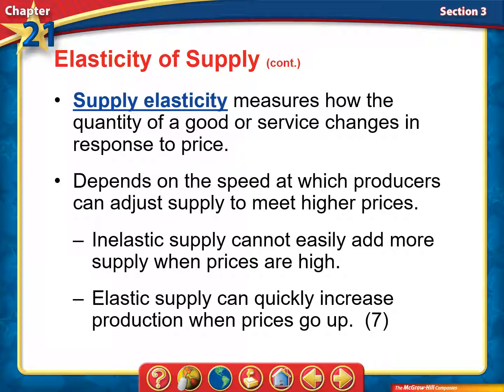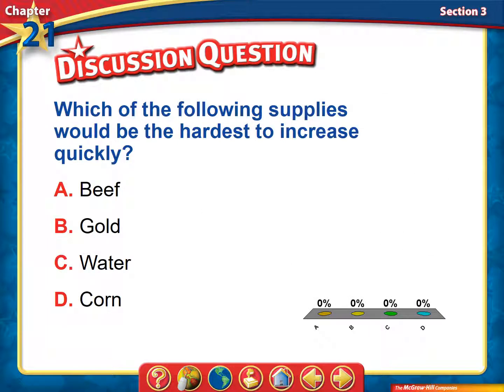Elastic supply, that's something that we can run off more units of easily. So let's say that the price of frozen pizzas is going through the roof. Well, it's easy to make more frozen pizzas. Boom, run off more. Bam, you got frozen pizzas. Awesome. That's elastic supply. Okay, and which of the following would be hardest to increase quickly? Which do you think? You know, my guess would be gold. Like, okay, more beef, we grow more cattle. 6 months, we got more cattle, more beef. Water, well, you just got to find more water. Corn, okay, but gold, I don't know, it's a little more scarce.